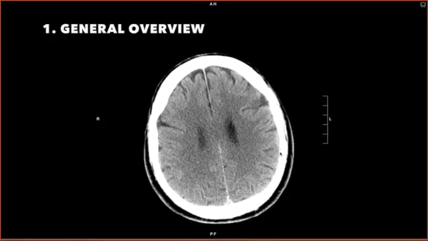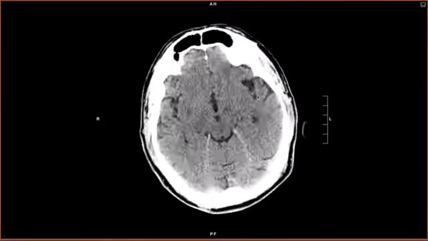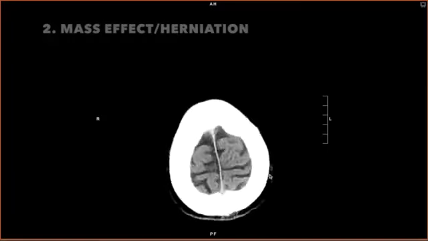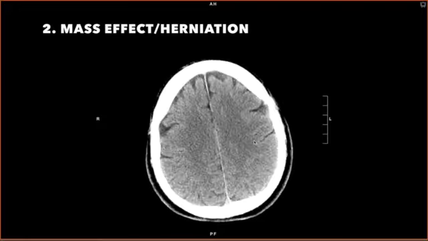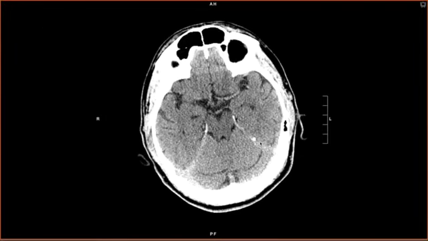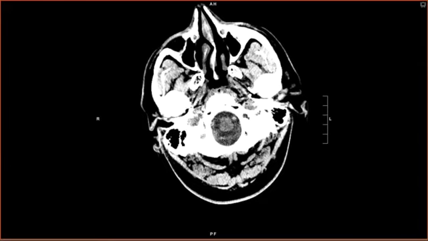We'll start by looking for anything big. Take one scroll down, one scroll up. Don't see anything big. Next, we're going to look for signs of mass effect. So we look at the sulci bilaterally. They look okay. No significant midline shift. Suprasellar cistern's patent with no uncal herniation and no tonsillar herniation.